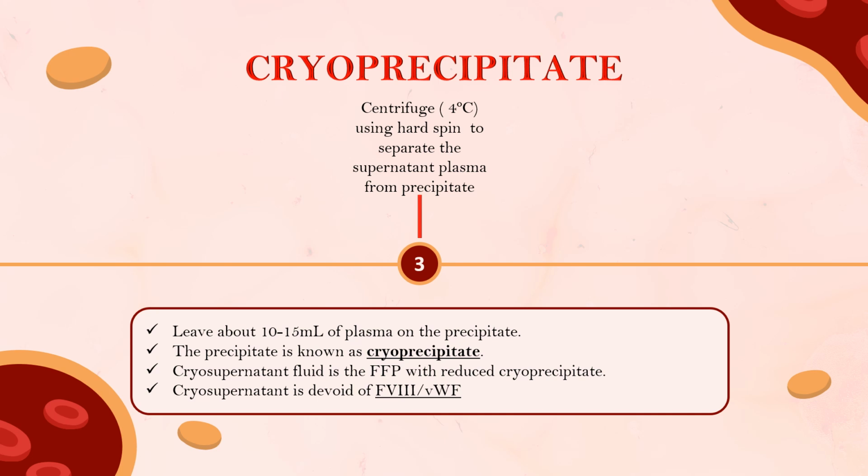And your cryosupernatant, class, is completely devoid of your factor 8 and the von Willebrand factor. So take note, class, that your cryosupernatant has a completely absent or devoid of your factor 8 and your von Willebrand factor multimers. So that is one of the most important key pointers here.